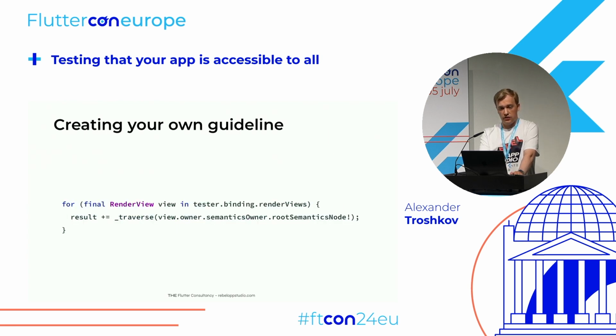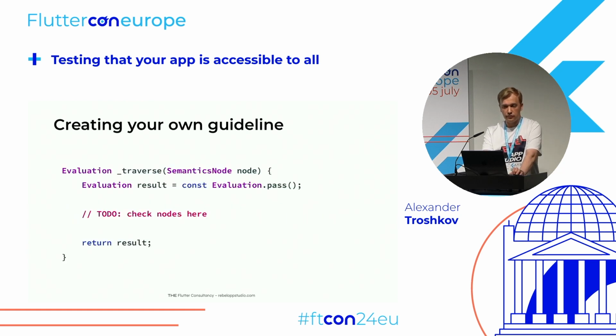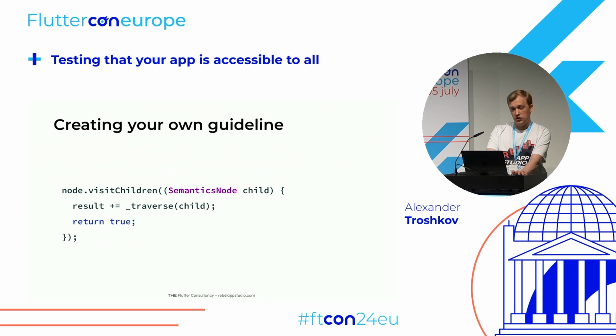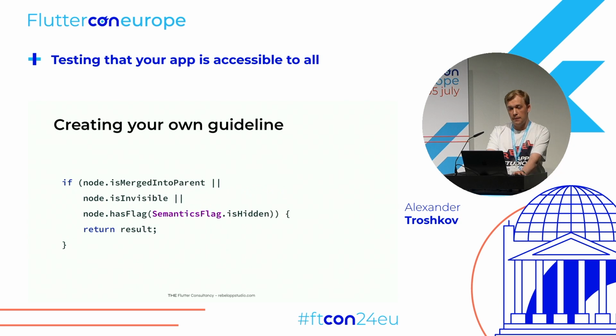And in this function, the second one, we go through all render views that Flutter has and call a function called traverse, which will check the semantics tree for issues. So we'll create a traverse function a bit later. So this traverse function is a recursive function that returns an instance of Evaluation class. And each call to this function takes a semantic node and calls the same traverse function for all children of the provided node. So using recursive function ensures that all nodes of the semantic tree are checked. And then for each node, we check if we should ignore it.